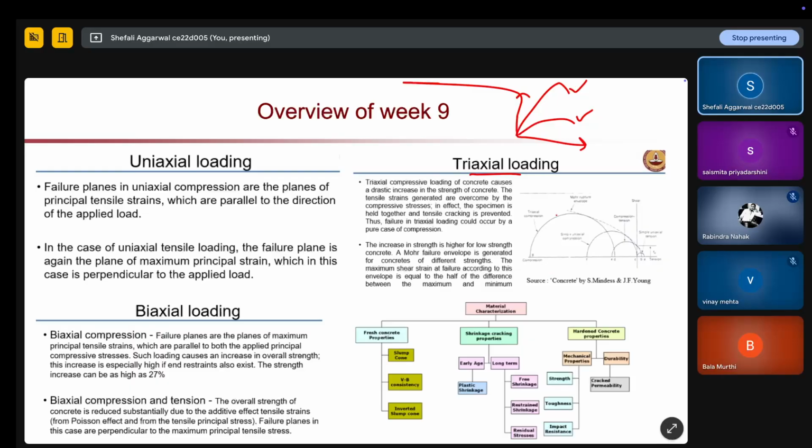For triaxial loading we will mainly develop Mohr circles. I think in mechanics you have studied how to draw Mohr circles. If this is shear versus tension, we will always draw it that way, and this will be your rupture envelope. Your different loadings will be in terms of semicircles, and the curve joining all these three circles will give us the rupture envelope.